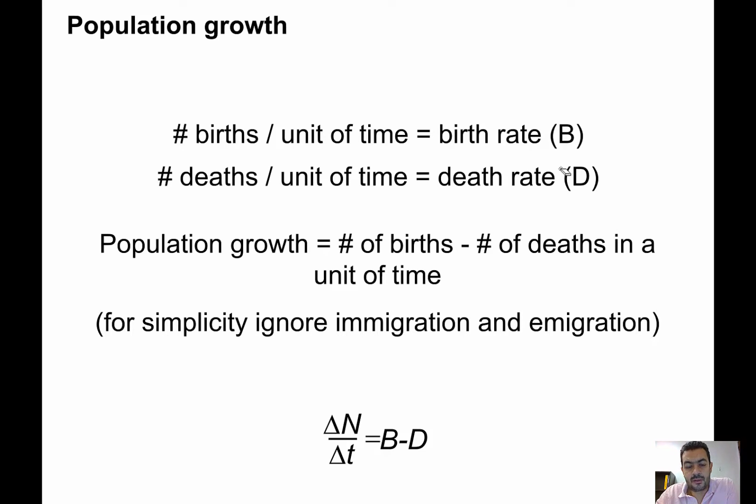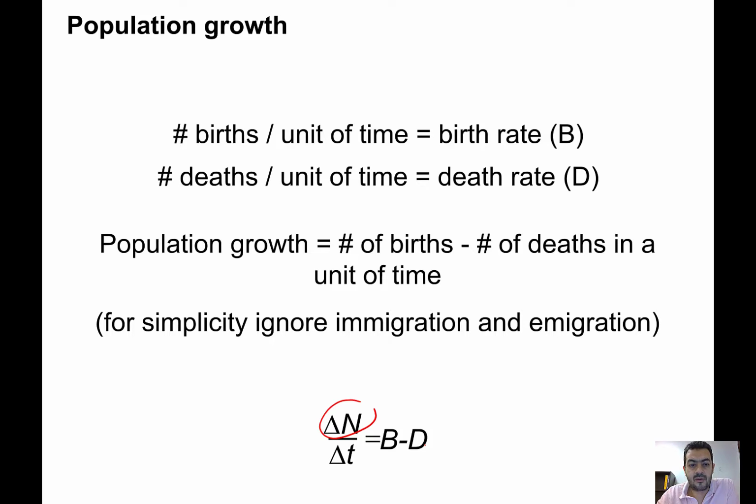So what is the population growth? The change in the population number, delta N, where delta means change, per unit of time, which is per month, will be equal to the birth rate minus the death rate. In our example, it will be 10,000 minus 6,000. That means the population growth is 4,000 per month.